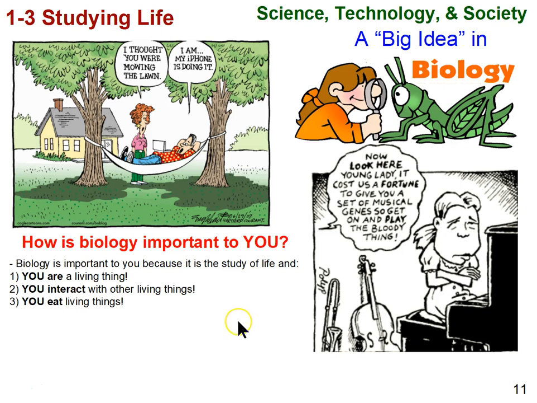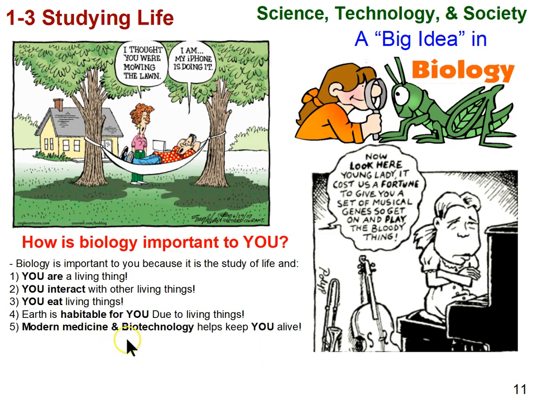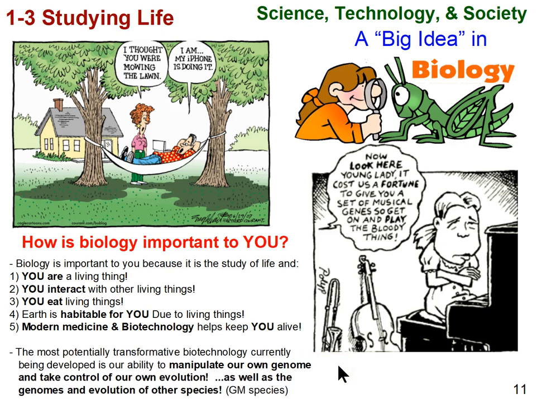You eat living things, right? That's really important to you. Food. Agriculture is a subdivision of biology, where your food comes from. Earth is habitable to you due to living things. If it weren't for the fact, for example, that photosynthetic organisms produce oxygen as a byproduct of photosynthesis, you wouldn't be here. Modern medicine and biotechnology is helping to keep you alive and will help to keep you alive, especially as you get older and older. So those are all reasons you should take biology seriously.